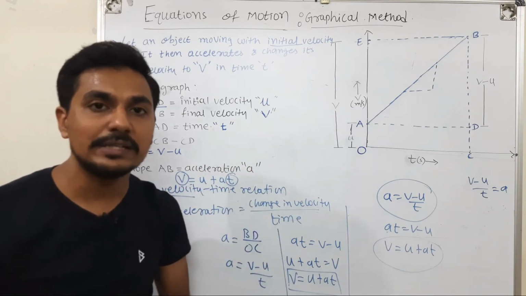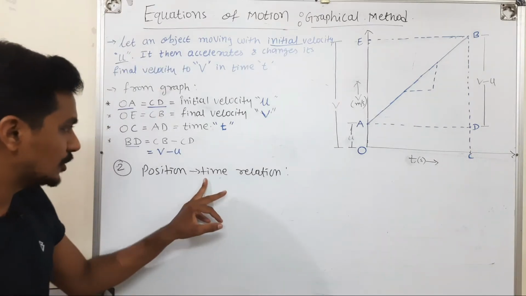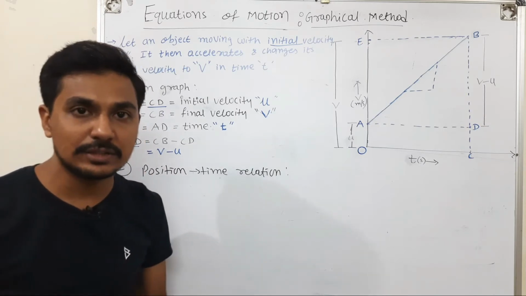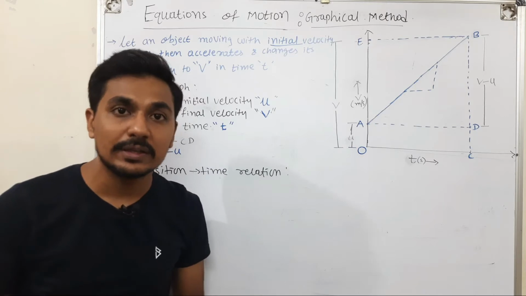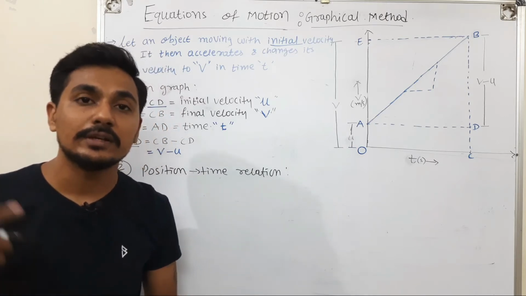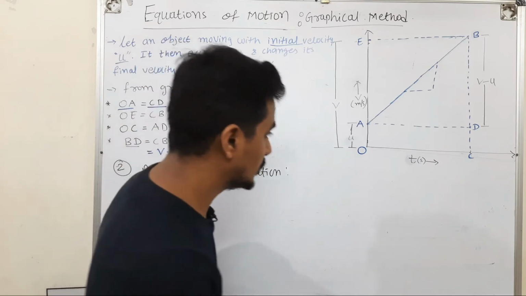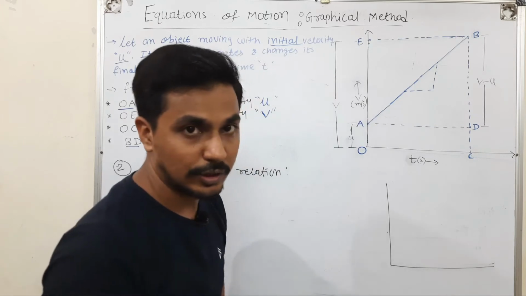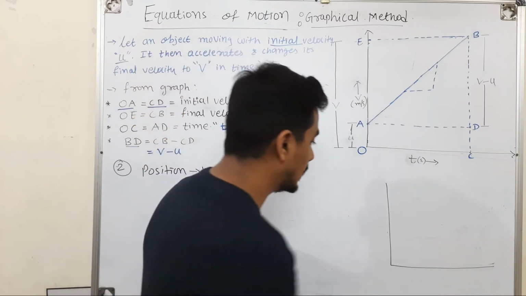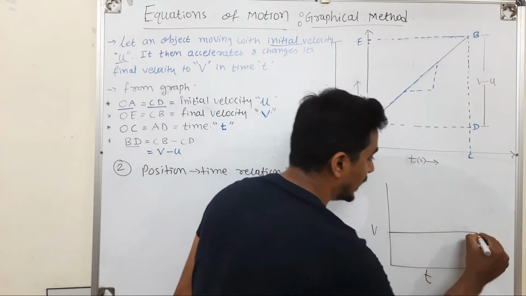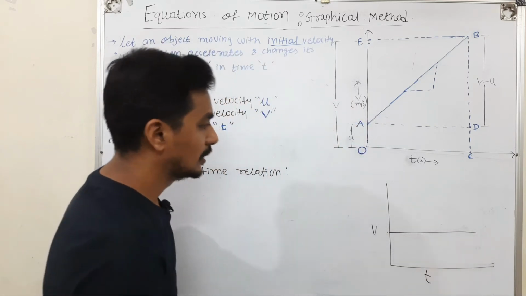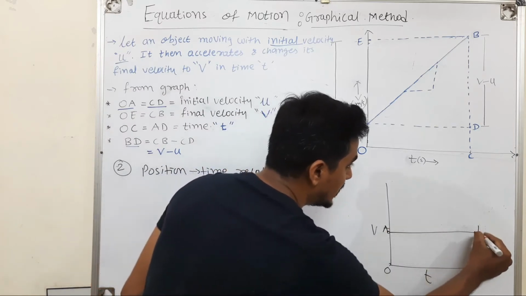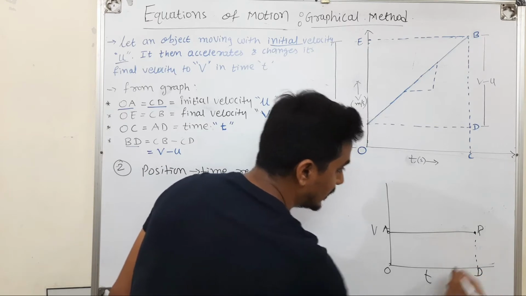Now let us derive the second equation of motion. The second equation of motion is known as the position time relation. To derive it, we need to understand one thing that will also be helpful in the third equation of motion. Suppose you have an object moving with uniform velocity. If you make a velocity time graph for that object, you will get a line parallel to the time axis. So here, if this is O, this is A, this is B, and if I join this line, then I will get D here.